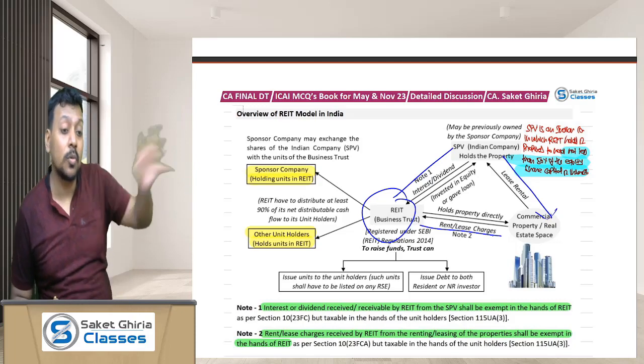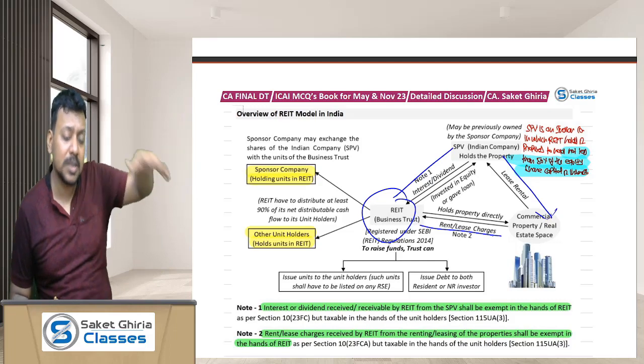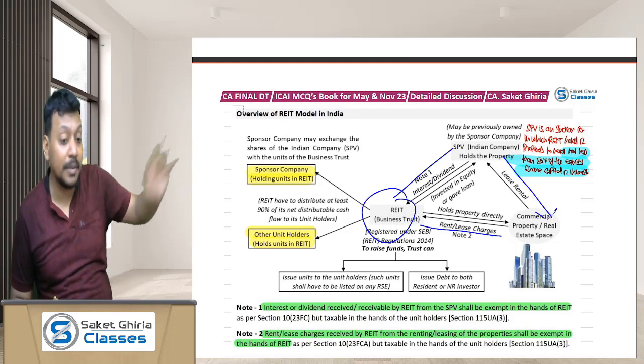Dear friends, for unit holders, there is a slab rate benefit. The tax rate is lower as per the slab rate. Are you guys getting it? They can claim ATC. Okay.